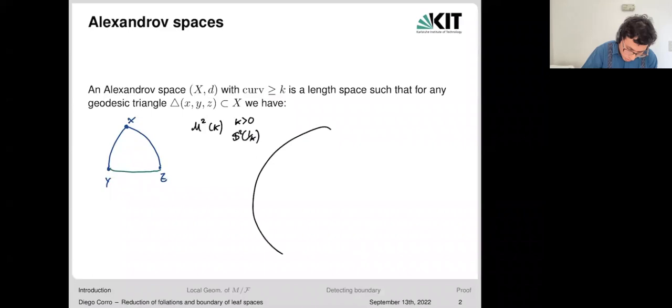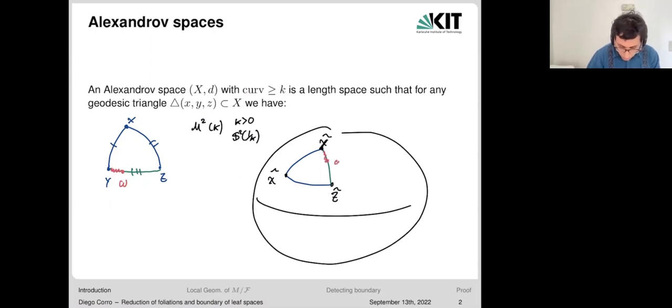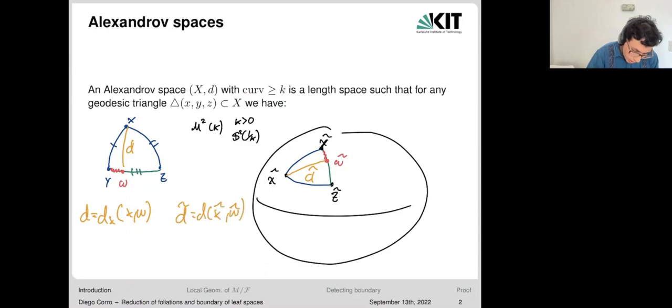Then we take the side lengths of the triangle and draw a triangle with the same lengths in that surface, and I label the points X tilde, Y tilde, and Z tilde. The requirement of having curvature bigger or equal than K means the following. I take a point W on the edge opposite to X, and look at the distance between Y and W. I translate that distance to the comparison triangle and obtain a new point W tilde. Now I look at the distance D, which is the distance in X between X and W, and I compare it to the distance D tilde, which is the distance between X tilde and W tilde, and I ask that D is bigger or equal.